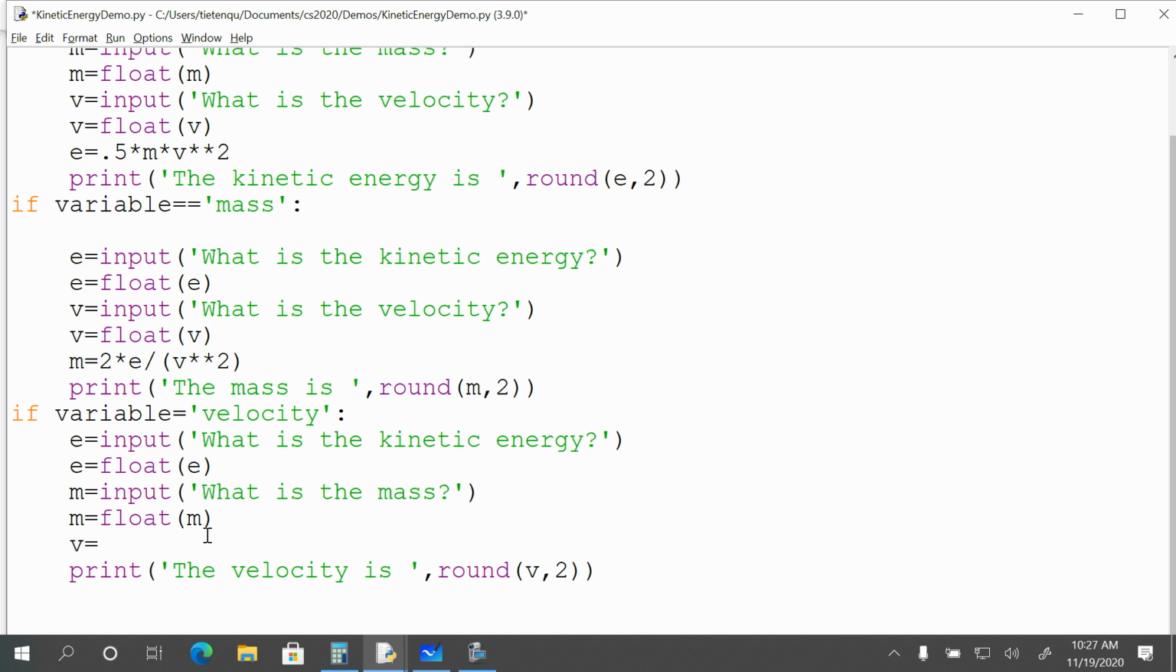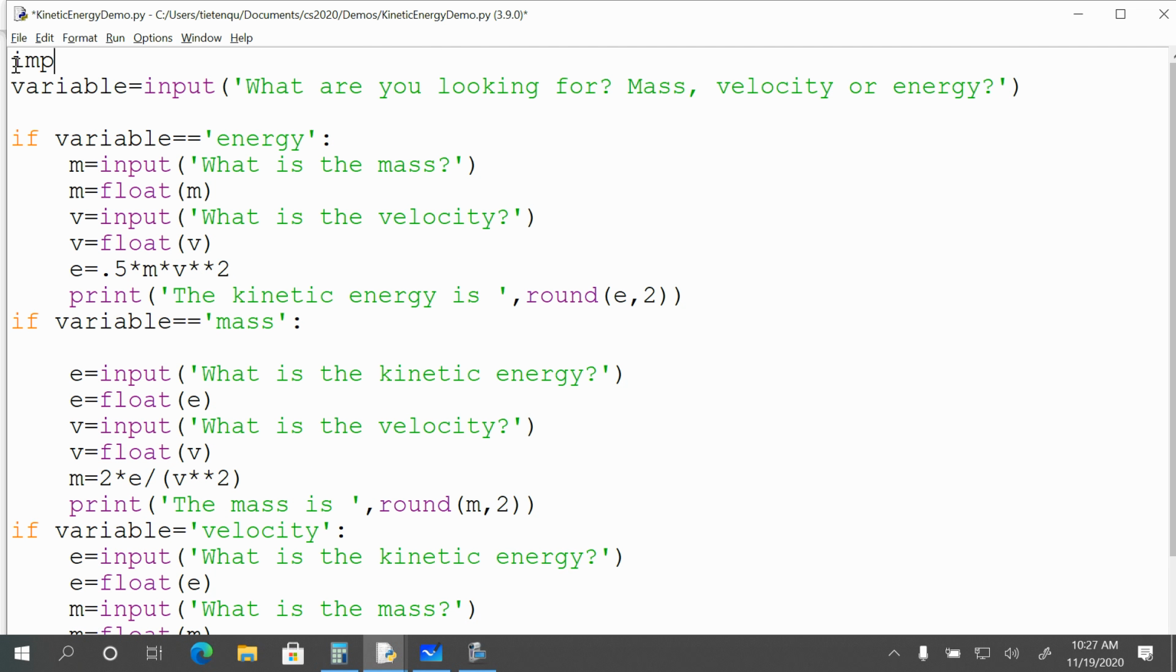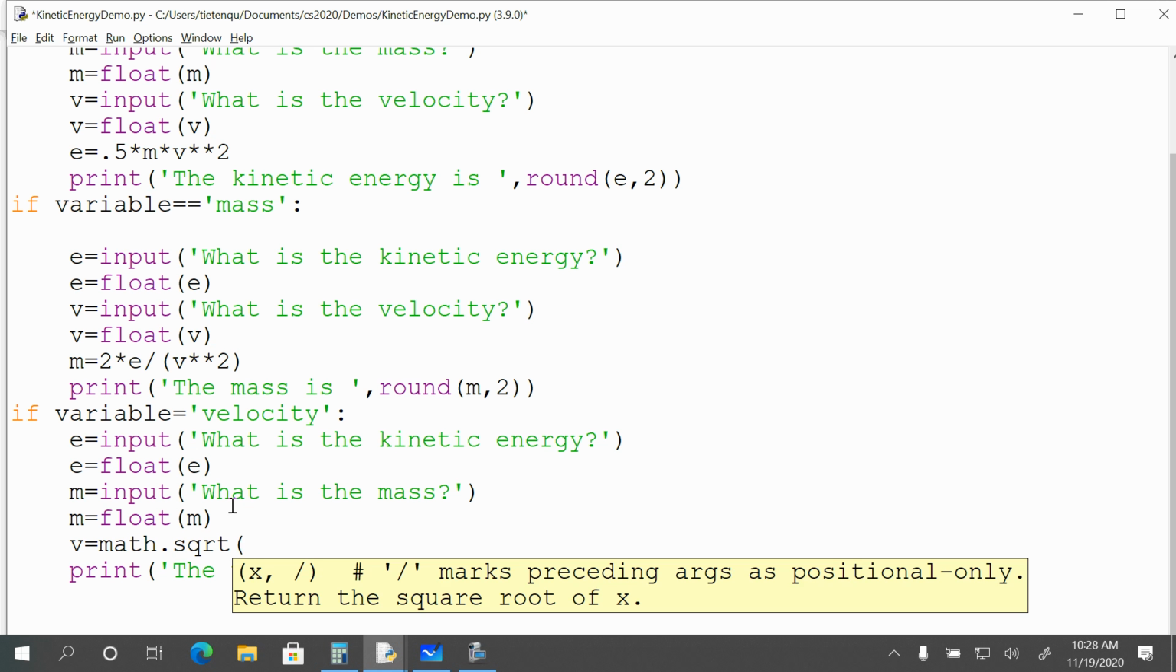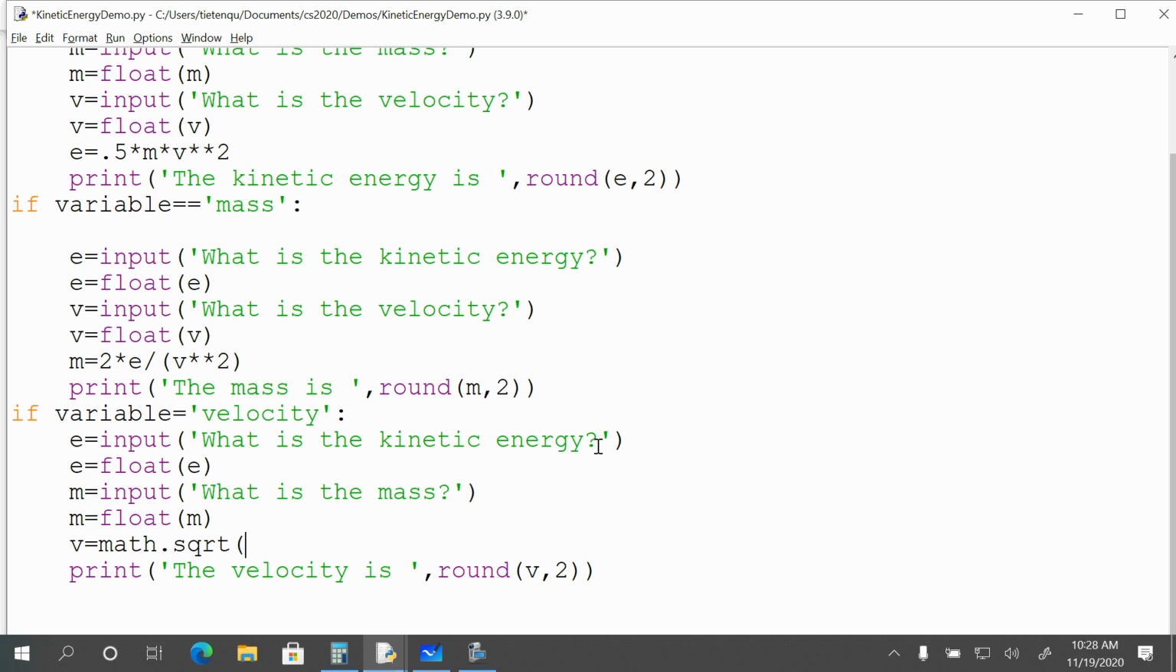So I'm going to go here, and the velocity is equal to, now remember, to get the square root, we have to import the math library into Python. So I'm going to go import math. So I want the square root, that is math.sqrt, and I want the square root of 2 times e divided by m. So that's 2 times e, and then I'm going to divide that by m. So then I'm going to round and print it, and let's just check to see if this works.